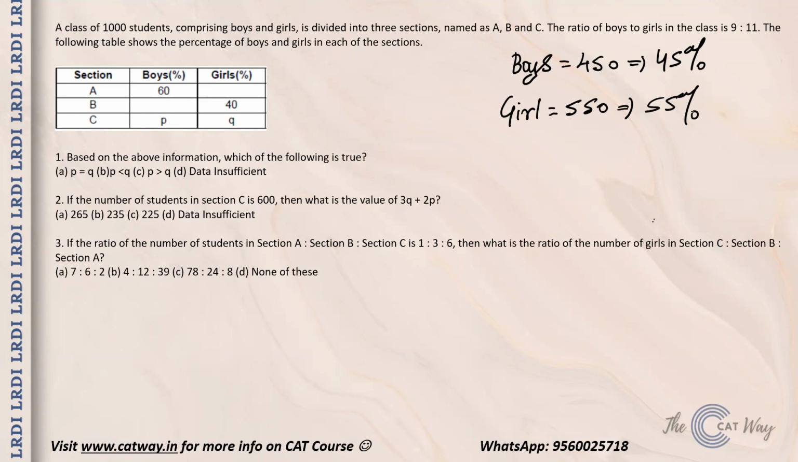Now a table has been given to you regarding sections. So in section A, there are 60% boys, so definitely the remaining 40% are girls. And similarly for section B, we have 40% girls, so that means 60% are boys. Okay, so this is something that is clear to us.